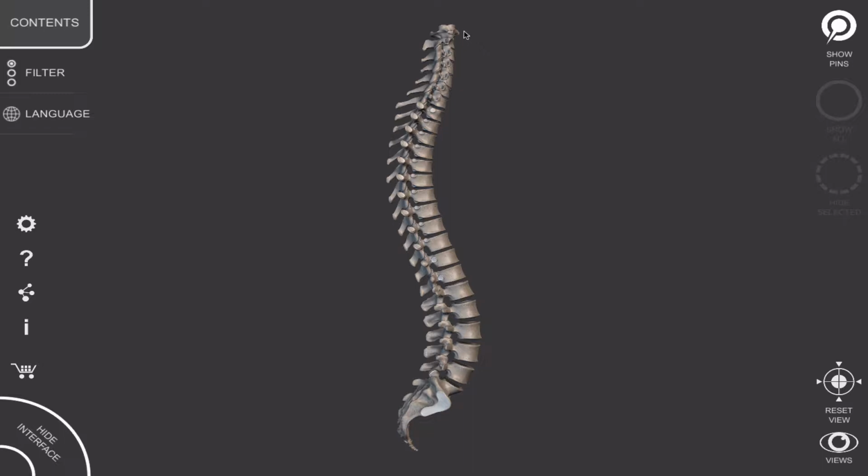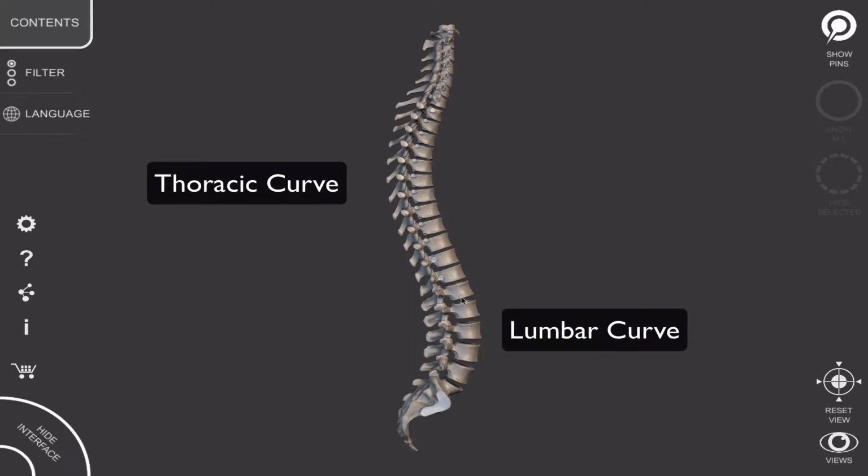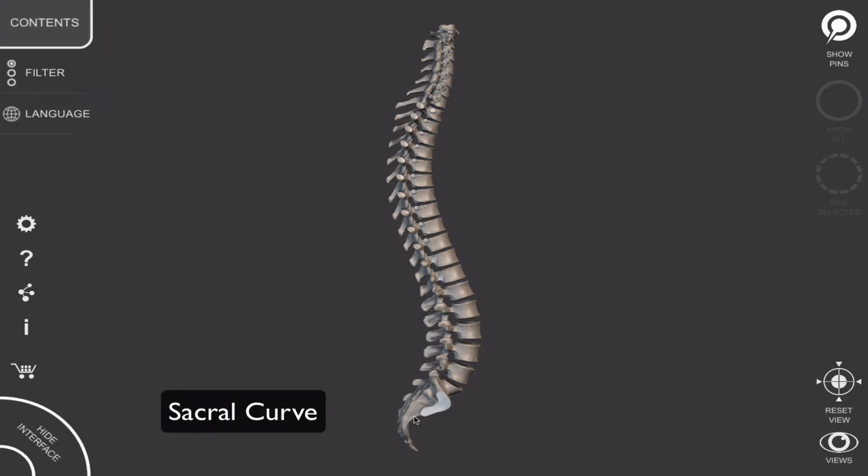We simply call these the normal cervical curve, the normal thoracic curve, the normal lumbar curve, and the normal sacral curve. Again, the cervical and the lumbar curves go in the same direction, convexity toward the front, and the thoracic and the sacral curves, the convexity is toward the back.